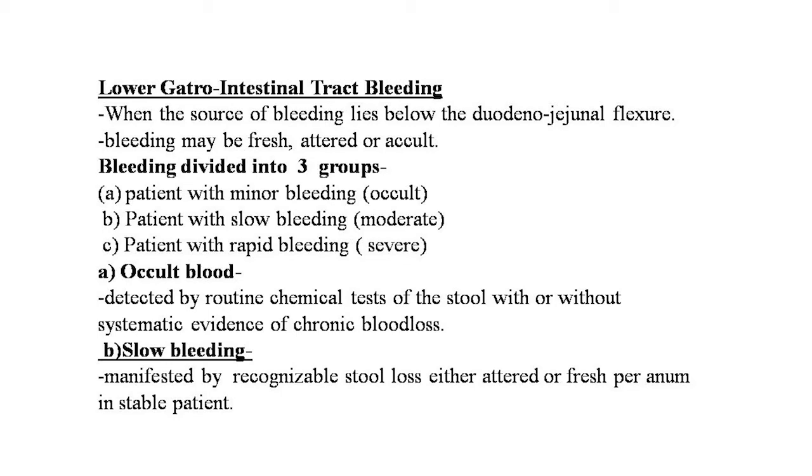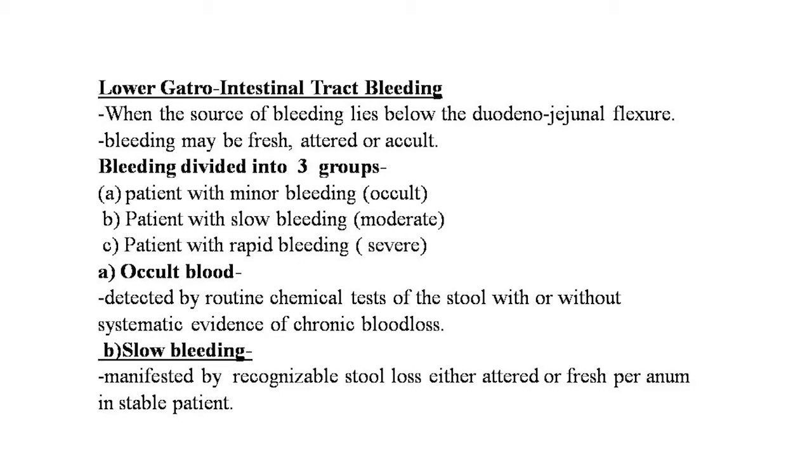Now the first, occult blood, is that which is detected by routine chemical test of the stool, with or without systemic evidence of chronic blood loss. About 10 ml blood loss per day is necessary to have a positive stool occult blood test. Second is the slow bleeding. It is manifested by recognizable blood loss, either altered or fresh, per anum in a stable patient. This patient may become anemic with or without systemic changes.